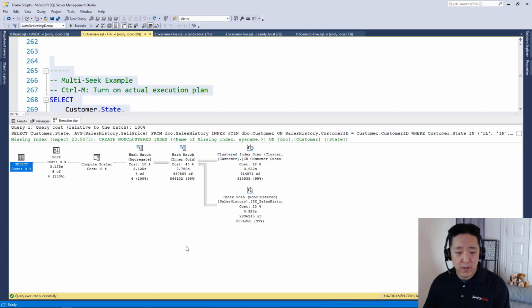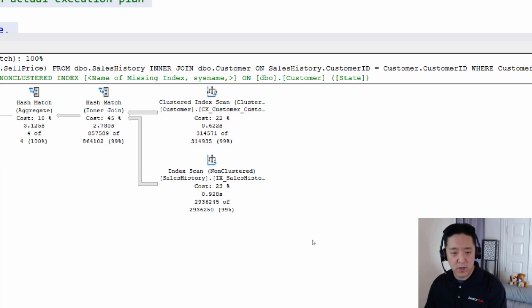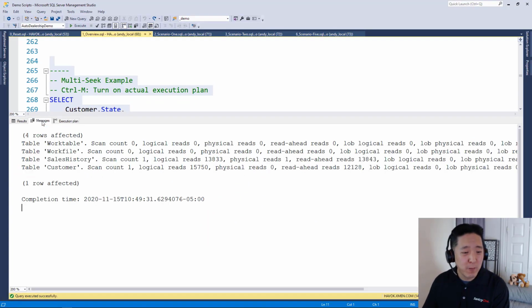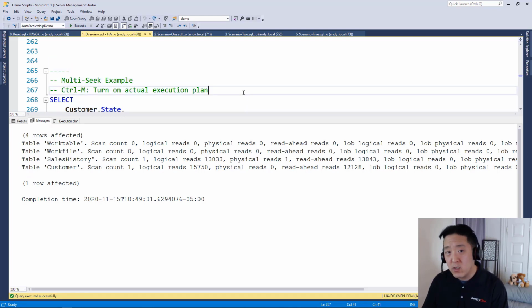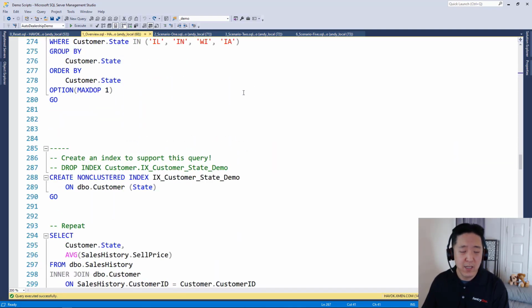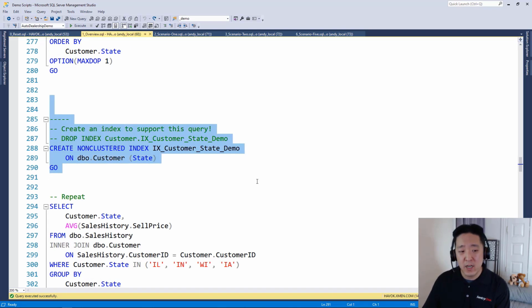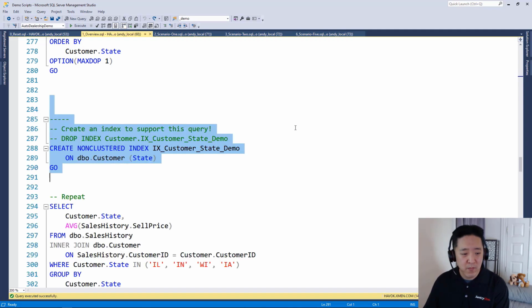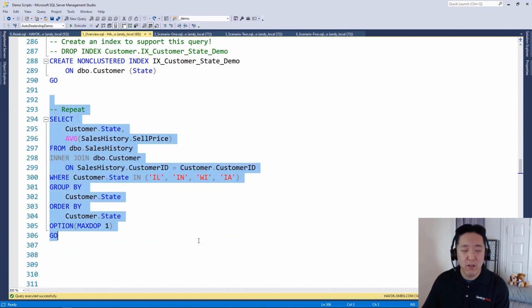In the execution plan, I don't have any seeks of any sort. We're doing scans against the customer table: a full clustered index scan, and the corresponding cost for this is 15,750 logical reads. Of course, the reason we wound up doing a full index scan is that there are no non-clustered indexes on this table. So I'm going to create a non-clustered index on the state just to help out this query. And now let's repeat and see how this behavior differs.